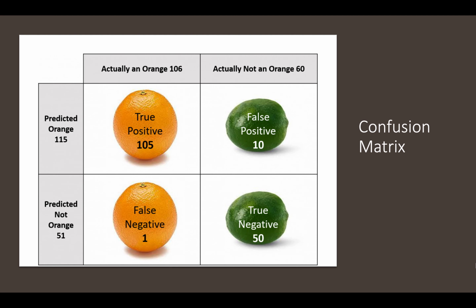and the model also correctly classified here 15 not orange as not orange. So the other two blocks that are left are the wrong predictions.